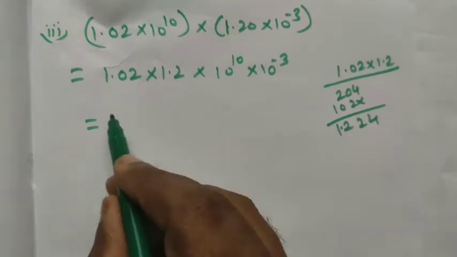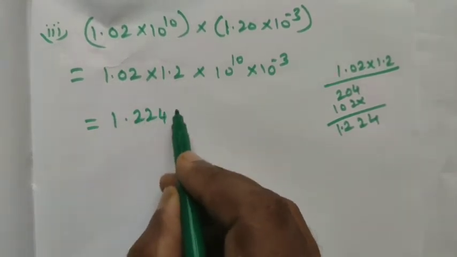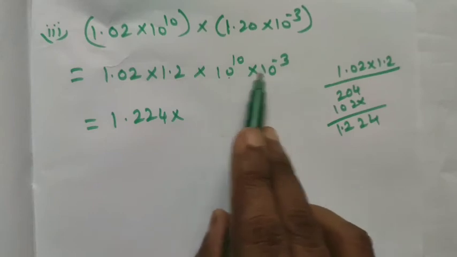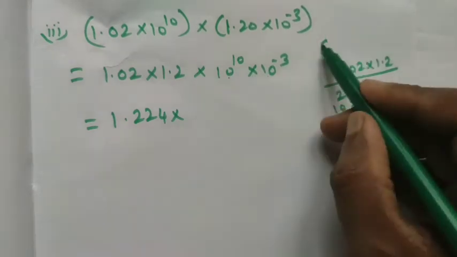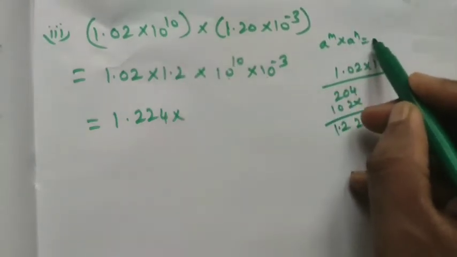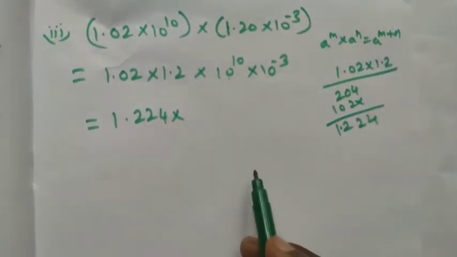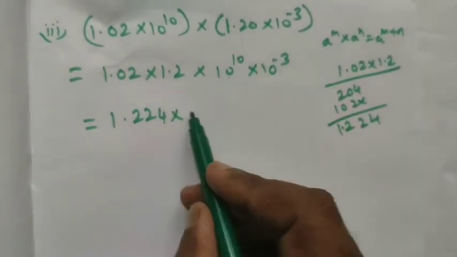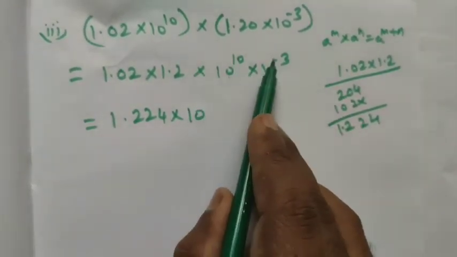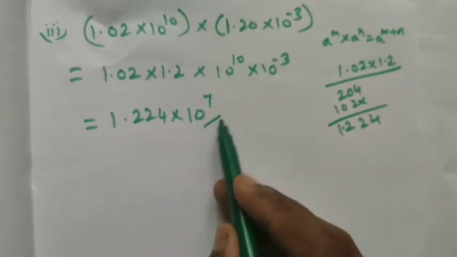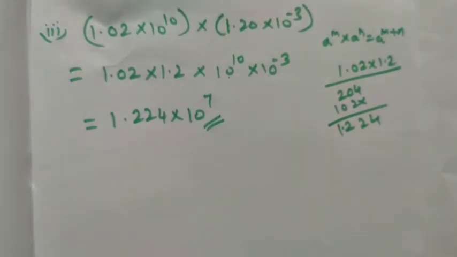So 1.224 into, when the bases are equal, it is multiplication. The formula is a power m into a power n is equal to a power m plus n. By that condition, if you add, we get 10 to the power of 10 minus 3 is equal to 7, right? 1.224 into 10 to the power of 7 is the answer.